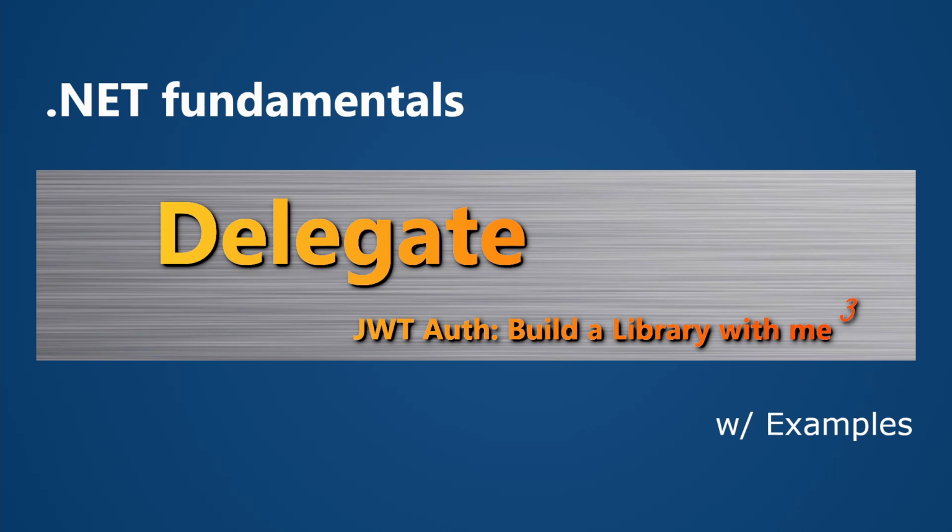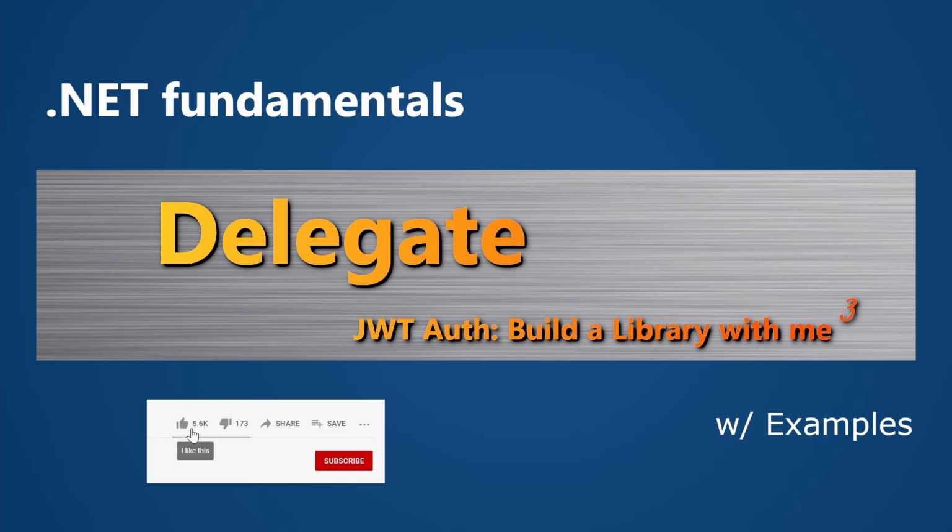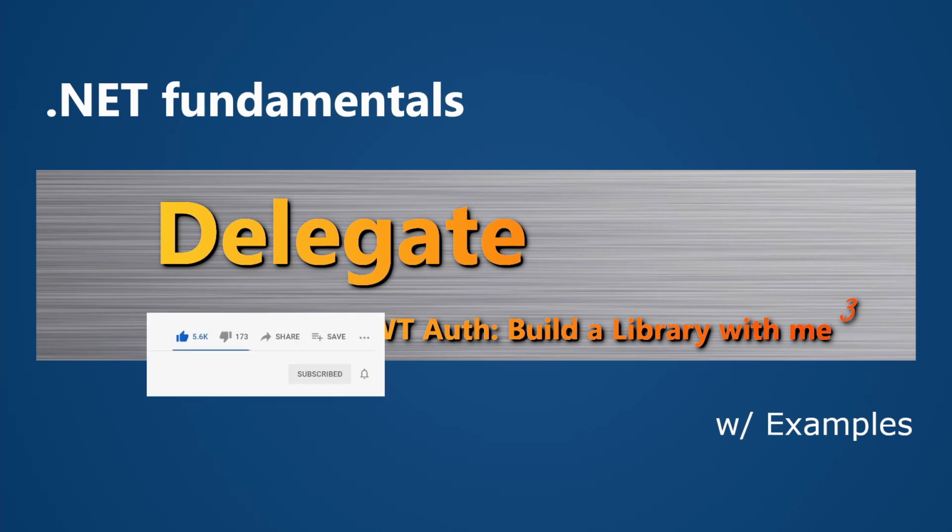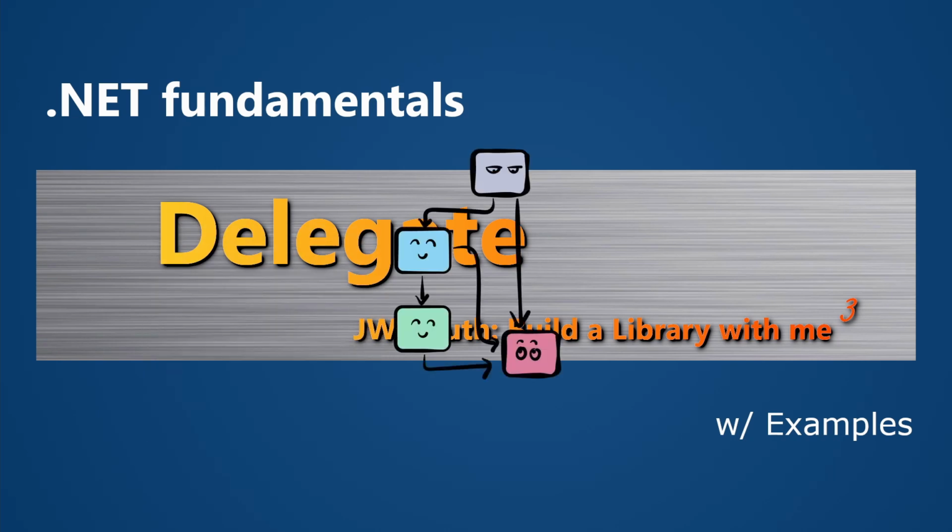This is the third episode in the series of Build a Library with me. We talk all about those technologies that we use to build the library for JWT Authentication. The first episode introduced the library as well as the technologies used. We talked about extension methods in the last one, and we're going to focus on Delegate this time.